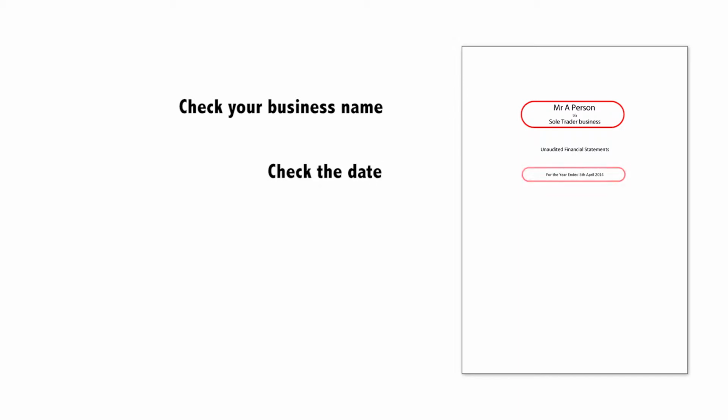This is the first page of your accounts, also known as financial statements. These are draft accounts, which means they are not yet finalised and could be subject to amendments. Check your business name. This should be stated in full and not abbreviated. And also check the date is for the correct accounting period.